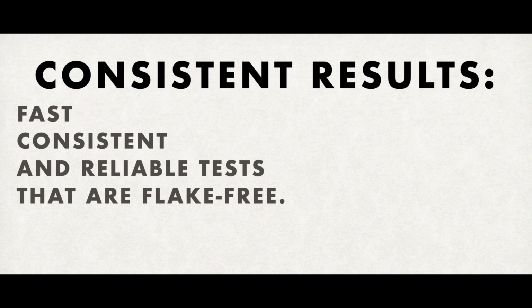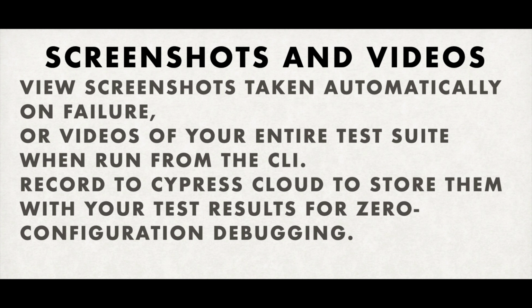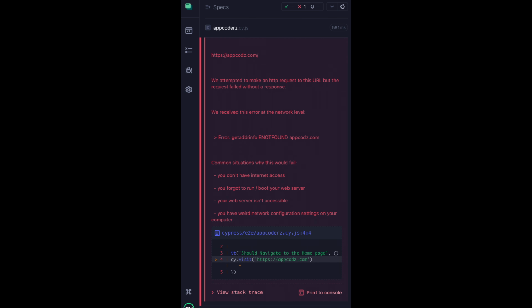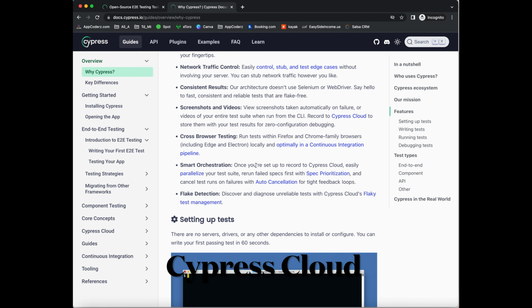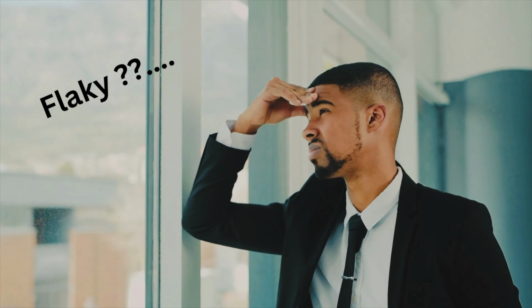I think one of the really cool features is consistent results, right? One of my favorites is screenshots and videos. So you can view screenshots taken automatically on failure. There are also some additional features that come with Cypress Cloud. If you sign up with Cypress Cloud, you can run tests in parallel and then prioritize them and so on. And flaky test detection.